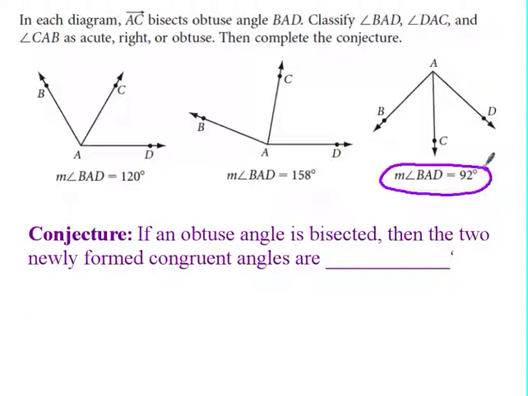If AC bisects this big angle, what must each of those angles be? Equal. Yeah, and so what must they be here in this problem? 46 degrees. Basically, remember, a bisector cuts it into two equal parts. So what would half of 158 be? 79. And what about the first one? 60. Okay, so let's look at this conjecture. Let's use some deductive reasoning skills. If an obtuse angle is bisected, then the two newly formed congruent angles are acute. Good job.